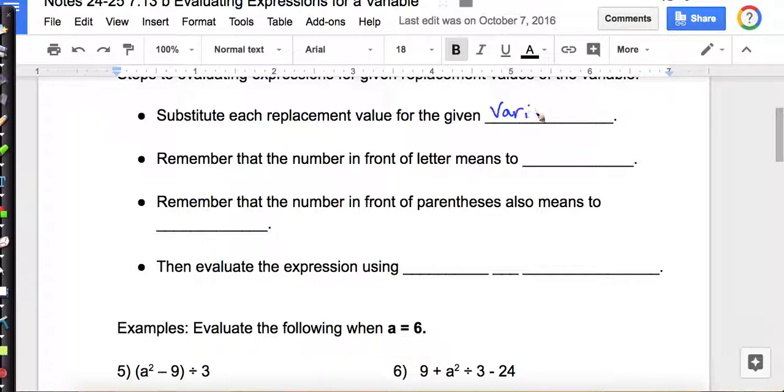So write the word variable. Remember that the number in front of the letter means to multiply. Remember also that the number in front of the parentheses also means to multiply. So anytime you see those two situations, we are going to multiply. Then we evaluate the expressions using order of operations.